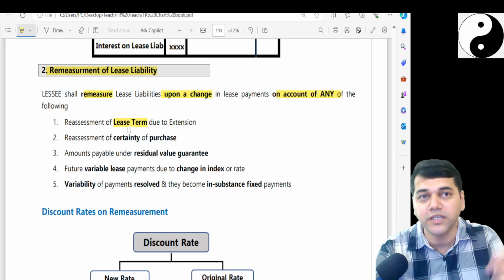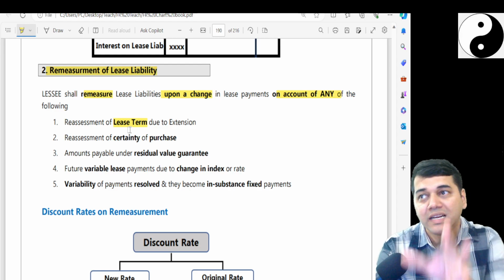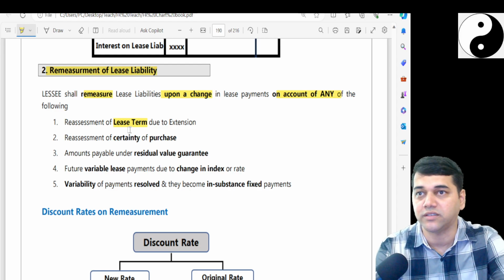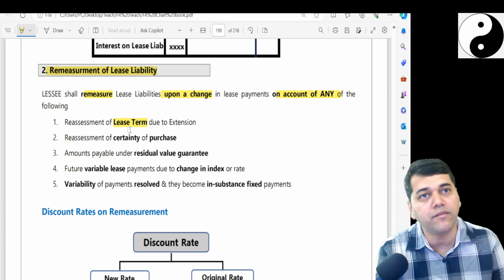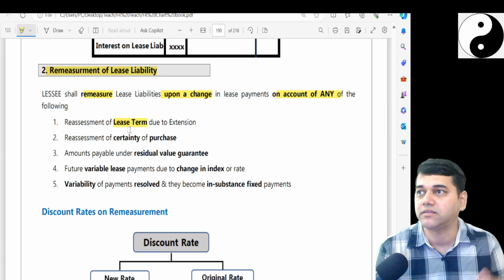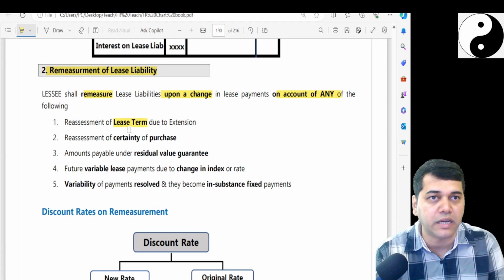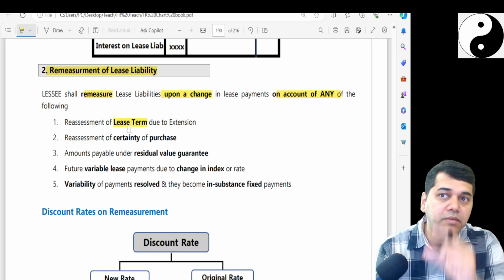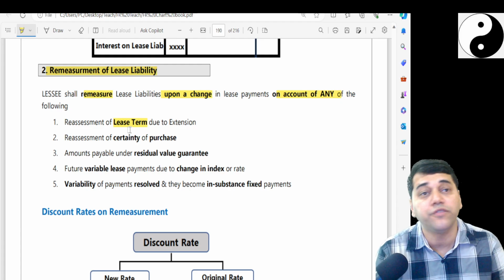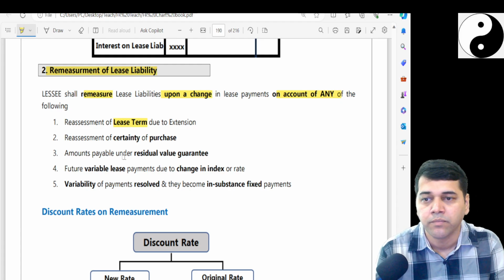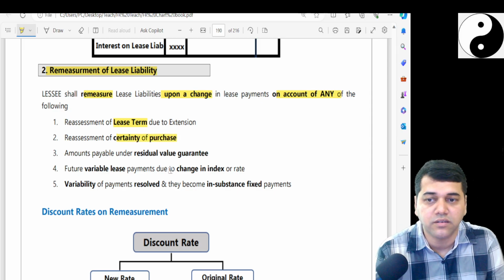There was an option, no? You remember yesterday's question. A 10-year term, and there's an option to extend. Initially, I thought I'm not going to acquire; I'm going to extend. Suddenly, I decide I will not acquire, I will extend. If such decisions are going to happen, the original lease liability was done for 10 years, and the revised lease liability you are going to do for 15 years, or whatever balance. Certainty of purchase and residual value is going to change.